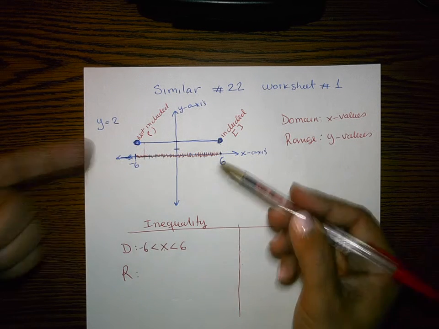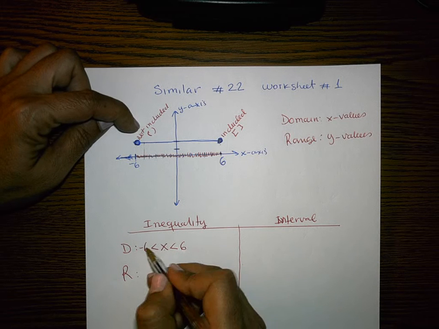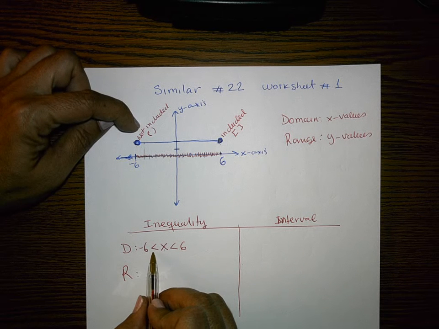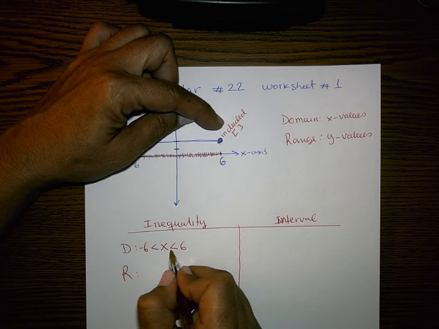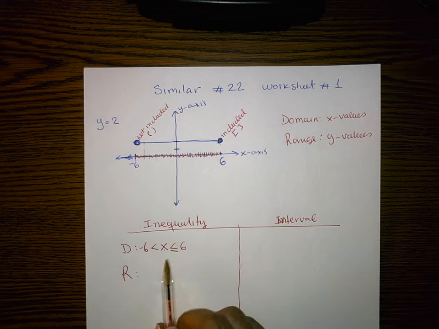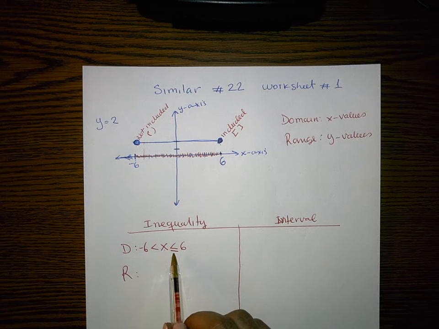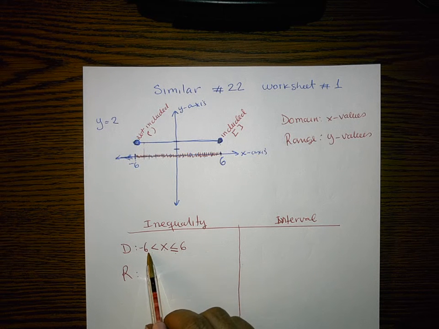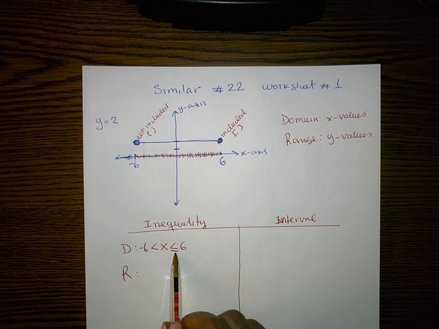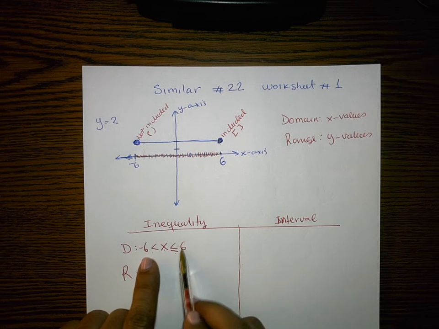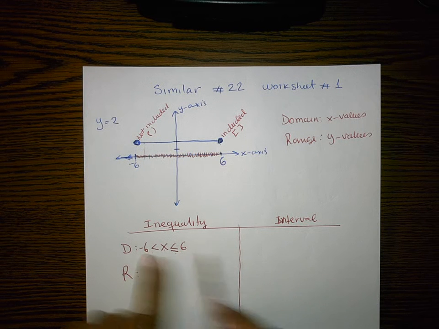Then we go back and say, I'm not including the -6, so I'm not going to put an equal under, but I am including the +6, so I will put an equal under. In inequality notation, that's how we show that something is included and not included. Does not equal, I don't want -6, but includes the 6, then I do want it. Okay?